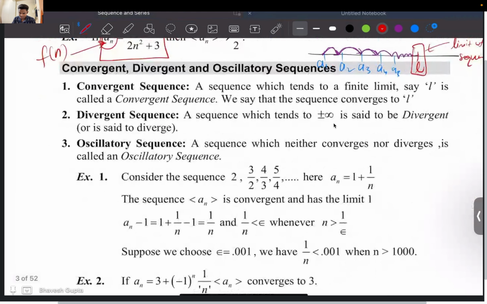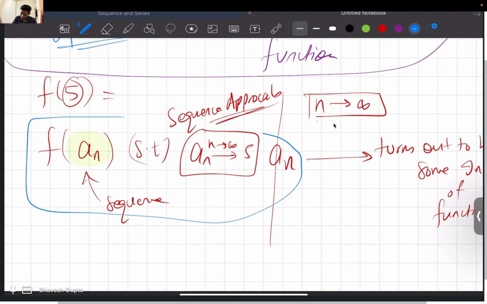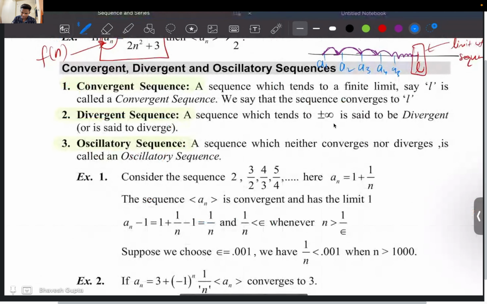And we are always interested in whether this sequence is convergent, divergent, or oscillatory. Because if my sequence is not convergent, then that sequence is not much use to me. In the back of my head I always have this concept, because if this is not convergent, then I don't know where I'm doing my analysis, right?